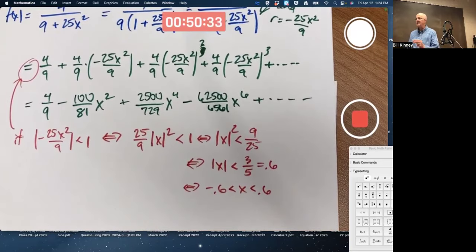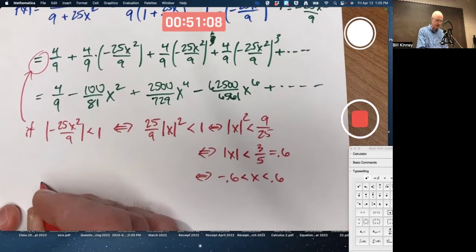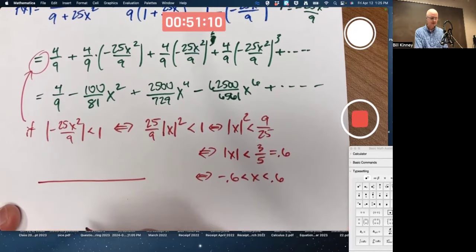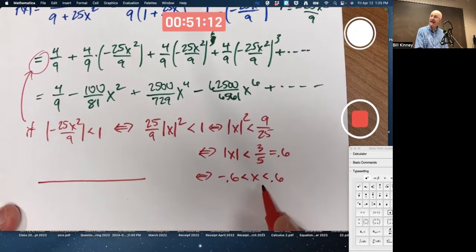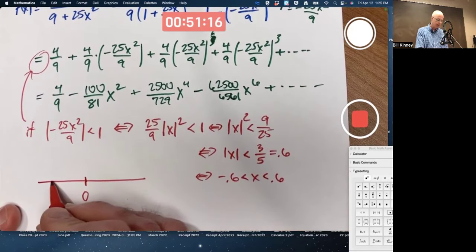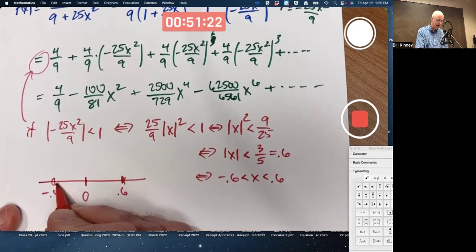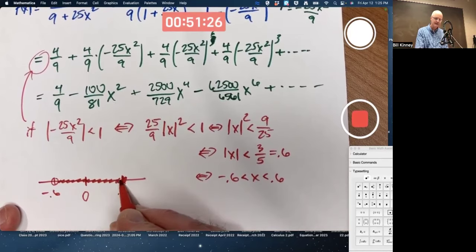That's based on the geometric series formula. That's based on knowledge of geometric series. And I know it's going to diverge otherwise. In other words, the values of x where this converges is an interval centered at 0, going between -0.6 and +0.6, not including the endpoints. It's an open interval of convergence.